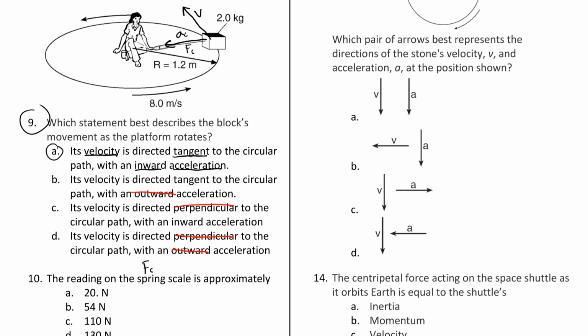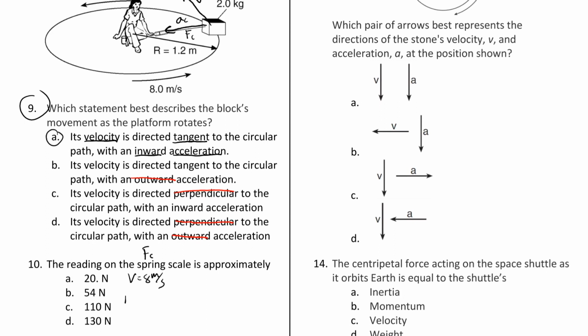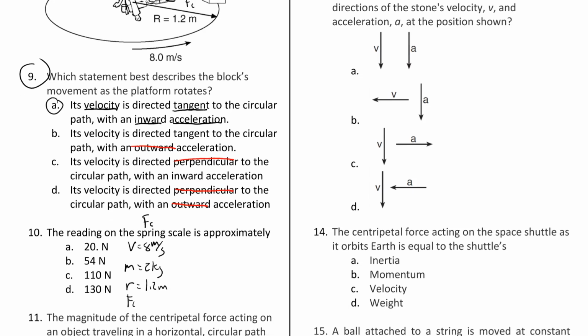So let's see. They tell you everything right here. The velocity is 8 meters per second. The mass is 2 kilograms. And the radius is 1.2 meters. What is the force? I would do Fc is equal to ma, but you need to know what a is first. a is equal to v squared over r. The centripetal acceleration is 8 squared divided by 1.2, which is 53.3 repeating meters per second squared.